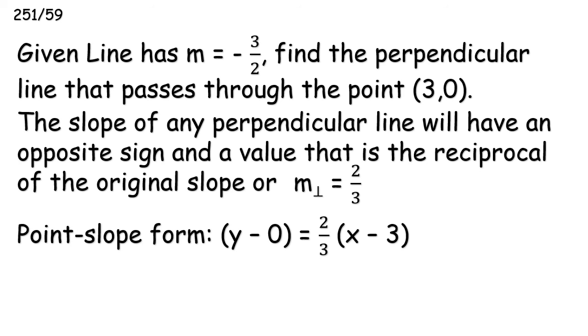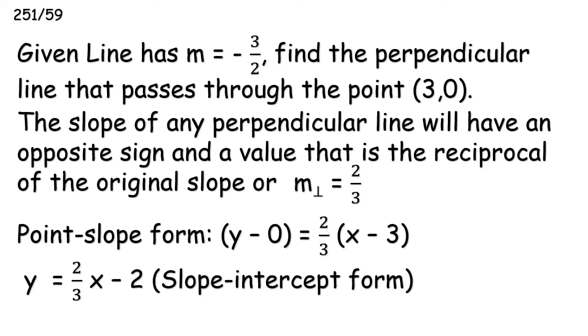The point-slope form will be, substituting the point's y and x, y minus 0 is equal to 2/3 times the quantity x minus 3. When you distribute 2/3 to the quantity x minus 3, you will have on the left-hand side y equals 0, plus 2/3 times x minus 2, which is now in slope-intercept form.